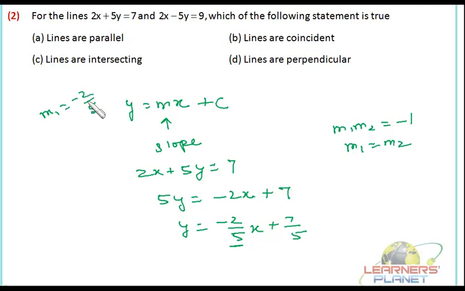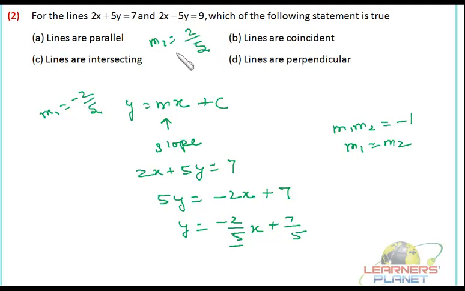Now directly how can we do that? See, coefficient of x divided by coefficient of y, in negative, that will give us the value of the slope. Directly we can find out the slope from here also: coefficient of x by coefficient of y in negative. So negative negative will be positive. So m1 is equal to minus 2 by 5, m2 is equal to 2 by 5. That means the slope of this line is minus 2 by 5, the slope of this line is 2 by 5, right?